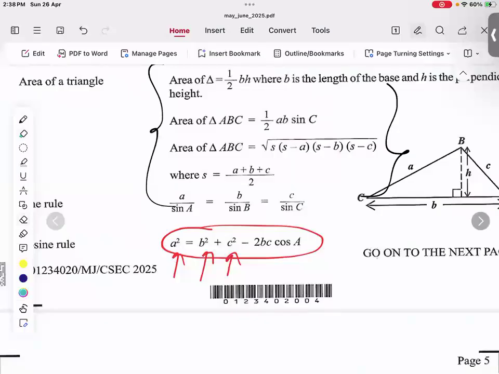So we have 3 formulas. We have the area of the right angle triangle, and we have the 1 here, and we have the whole Heron's formula. So which one would you use? 1, 2, or 3? Which one?